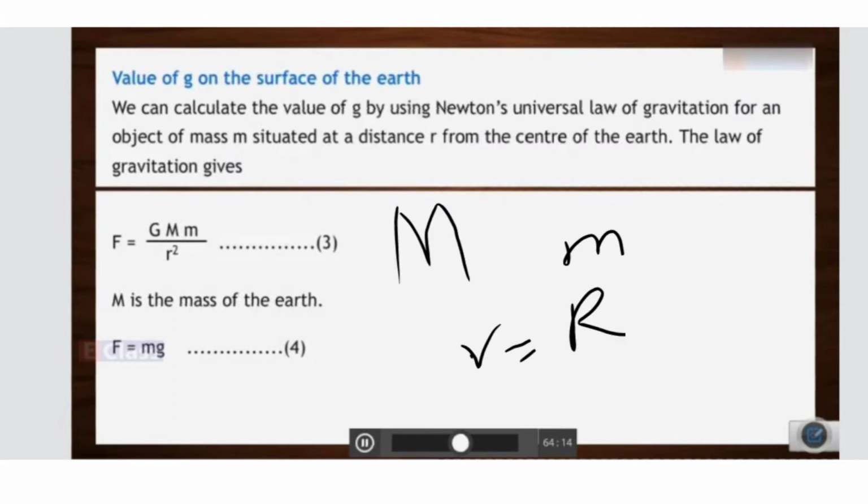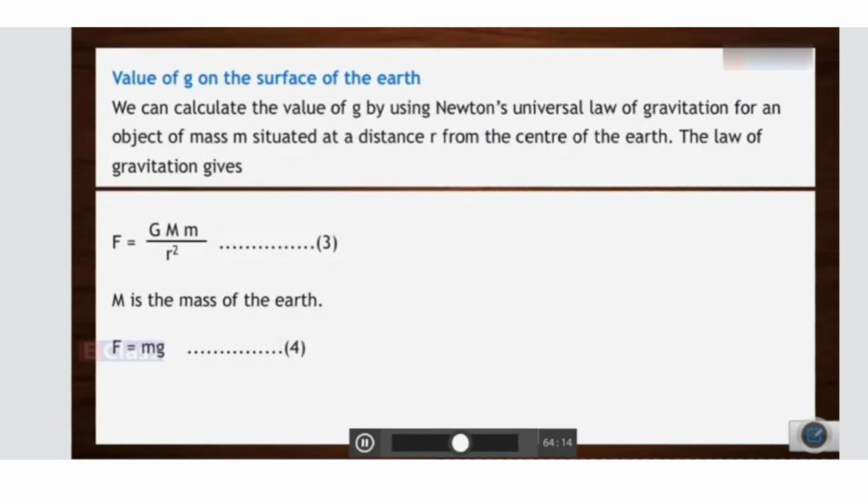Normally children, capital M and capital R we use for earth's mass and earth's radius respectively. Okay, so it will be capital R because this object is on the surface of the earth. So the distance between the object and the center of gravity is nothing but the radius of the earth, isn't it? This is the center of the earth. Any object is kept anywhere on the surface. So what is the distance? It is nothing but the radius of this sphere.